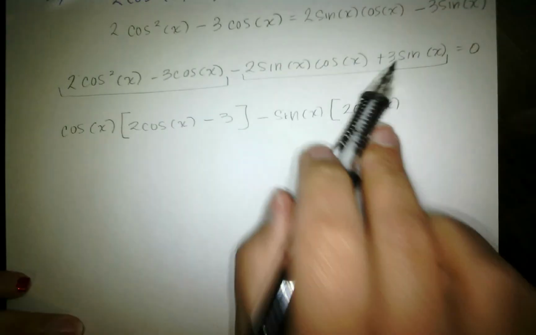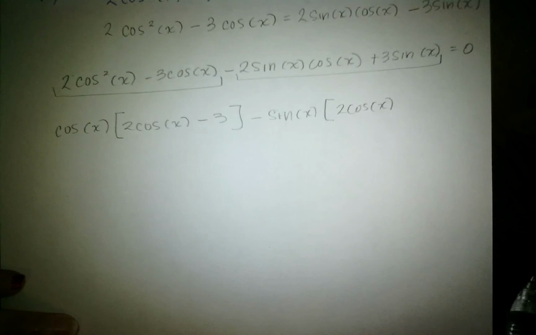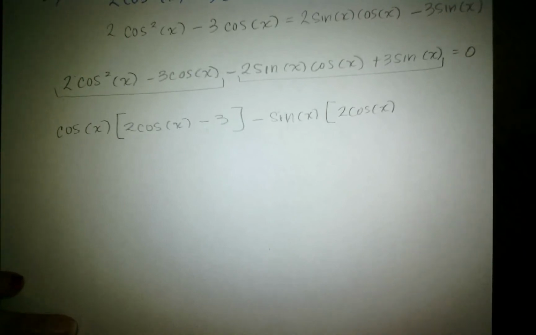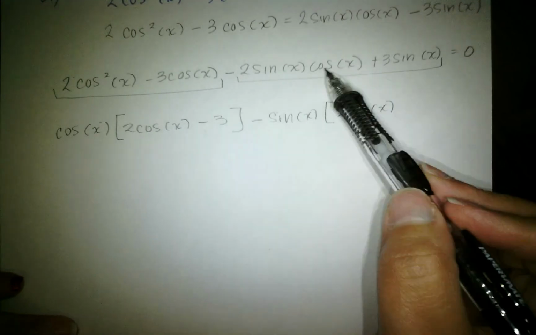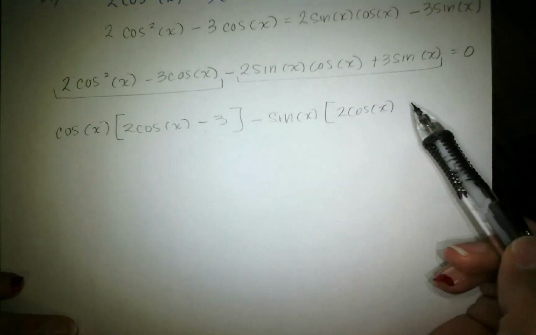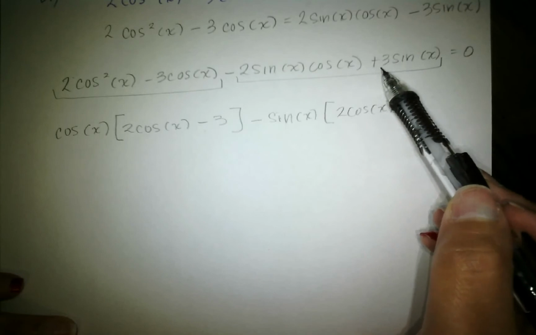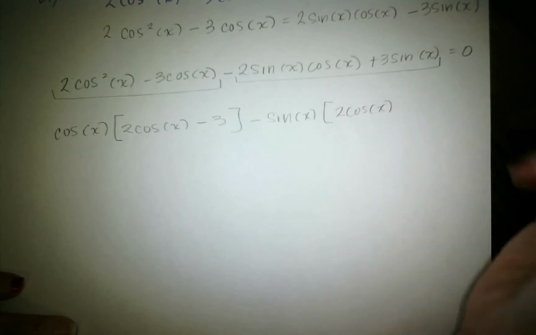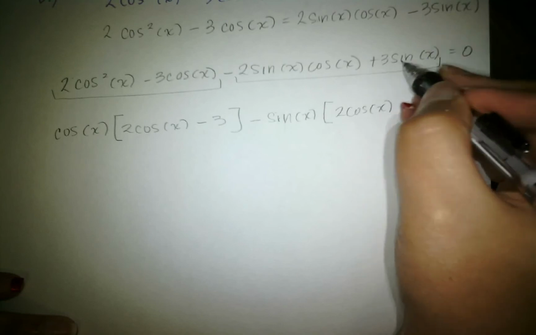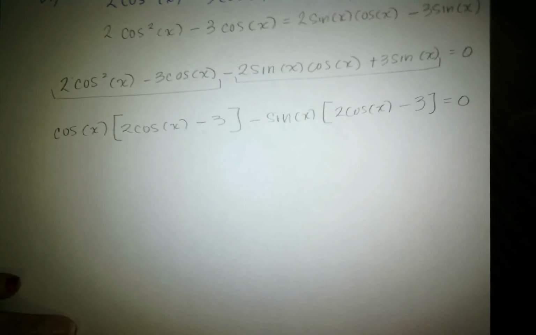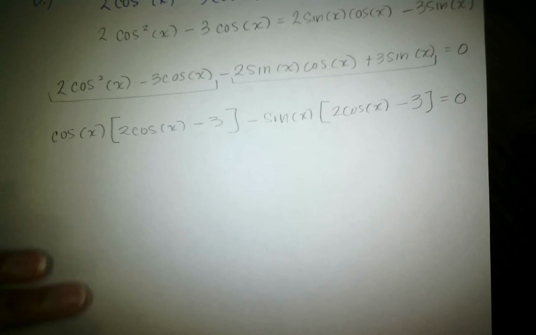Maybe I should have... Oh, I guess it doesn't matter. Because the factor is 2 cosine plus 3 on this side. Oh, wait, no. It works. It's perfect, because now this guy's going to turn into a negative, and it'll match that one. So minus, take out a negative sign here, you get minus 3 left, equals 0. So now we can group.